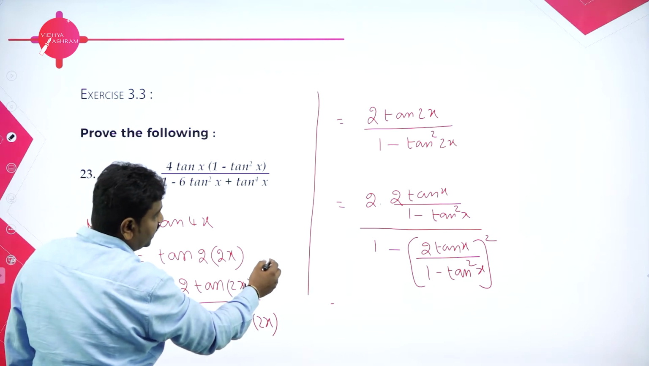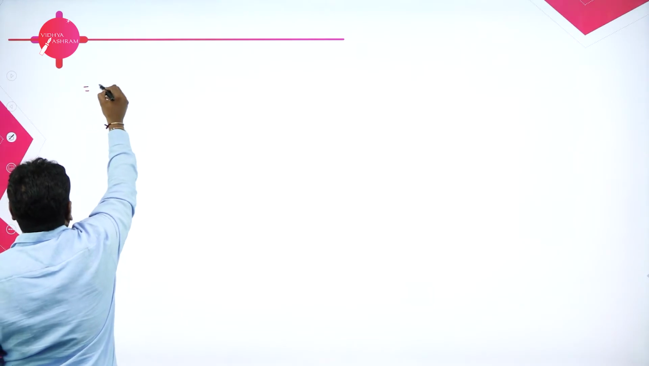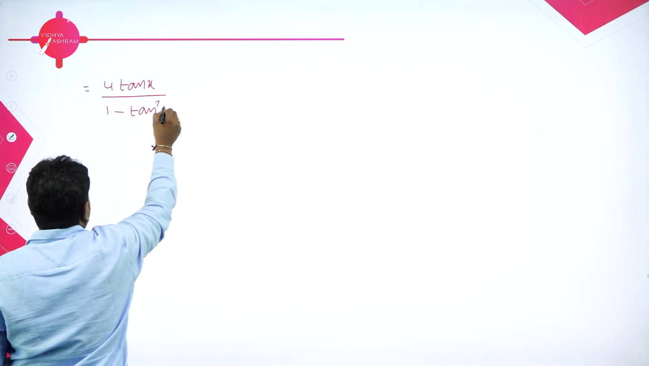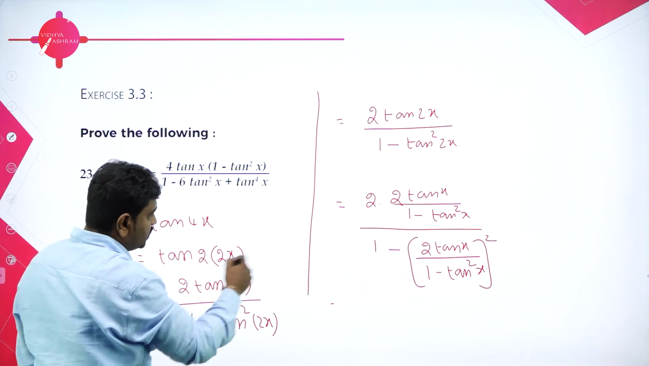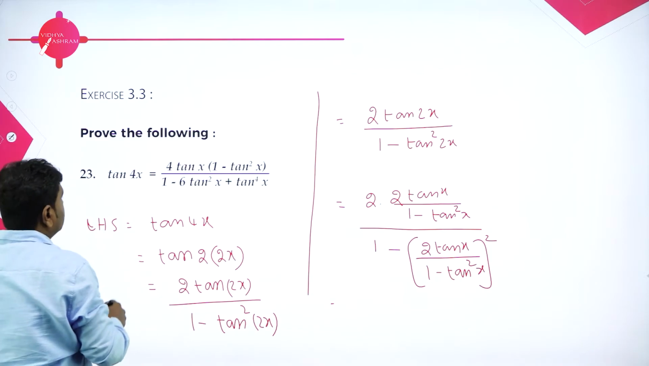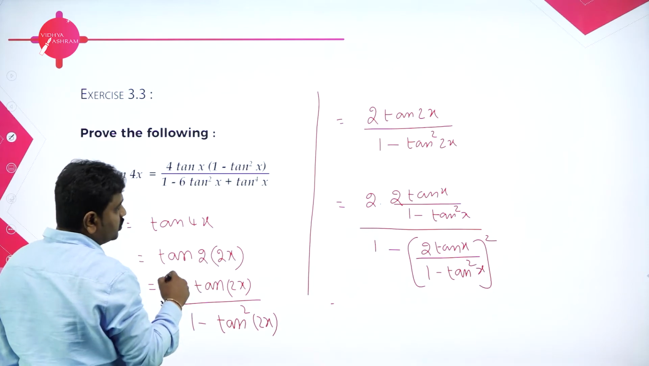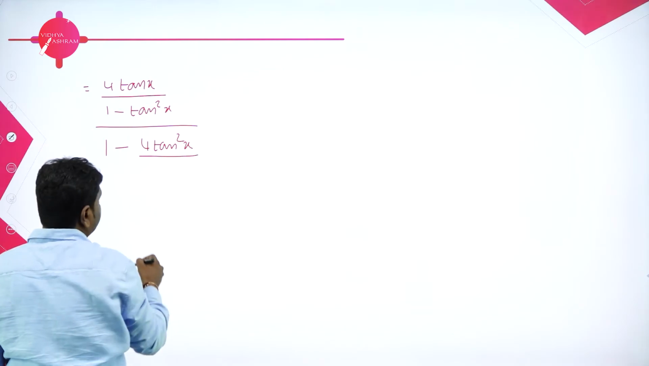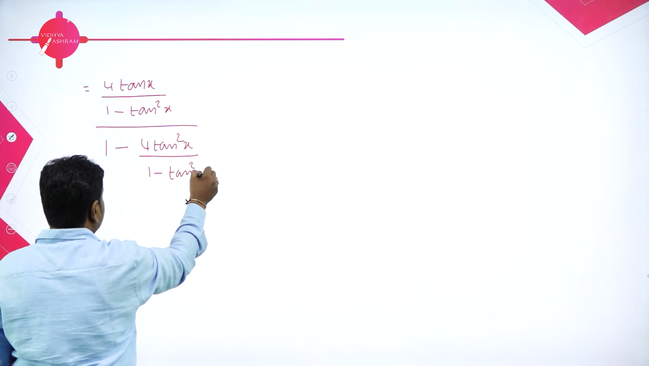So, here we'll take the value, so that is simplified. 2 to the 4, 4 tan x by 1 minus tan square x, divided by, simplify this, 1 minus 2 tan x by 1 minus tan square x the whole square. That is 1 minus 2 tan x the whole square. 2 tan x the whole square can be written as 4 tan square x divided by this whole square, 1 minus tan square x the whole square.